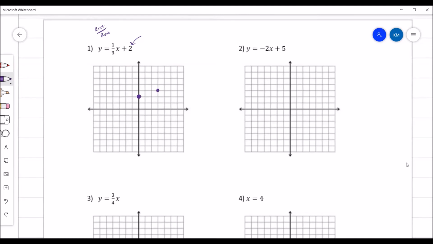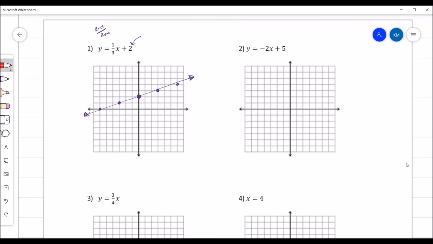So continue to do that: up 1, right 3, down 1, left 3, down 1, left 3. And here's our line, a solid line that goes through here. I'll try as best as I can to be straight, but no promises there. All right, I could have done worse.